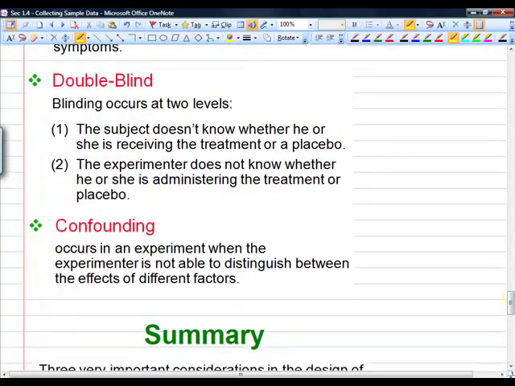And then sometimes another thing that can happen whenever you're designing an experiment is you can have two variables that end up confounding each other. Confounding occurs in an experiment when the experimenter is not able to distinguish between the effects of different factors. For example, suppose I came up with an attendance policy. We've had trouble with low attendance in classes, so I make this really strict attendance policy. You miss one class and I dock 5 points off of your test grade. And then we have a really mild winter in the spring when I implement this policy.